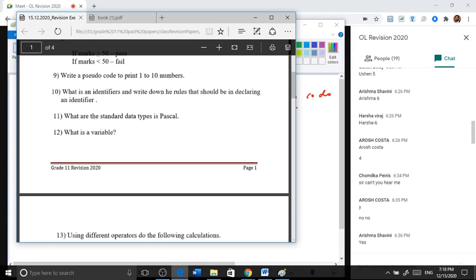Arosh, what is an identifier? An identifier is a term used to represent a variable, constant, or a program. Okay, it's a name. It is a name to identify a variable, constant, or a program. Right. What are the rules, Arosh?